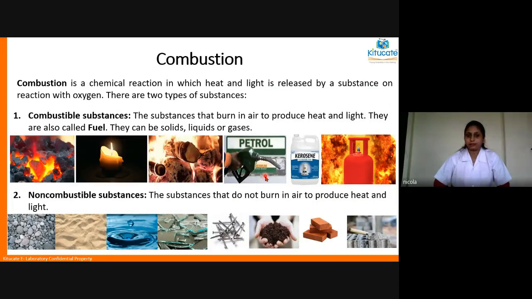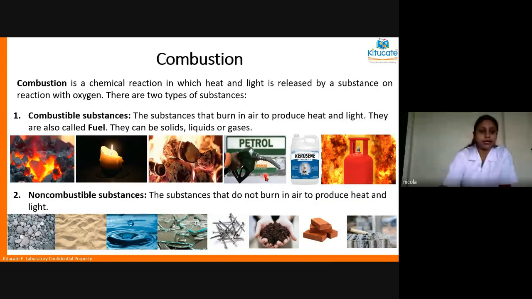Now, on the basis of combustion, we can divide the substances into two types. One is combustible substances, and some substances are non-combustible. Combustible substances are those substances that can burn in air to produce heat and light. And the non-combustible substances are the substances that cannot burn. They don't burn and they cannot produce heat and light.